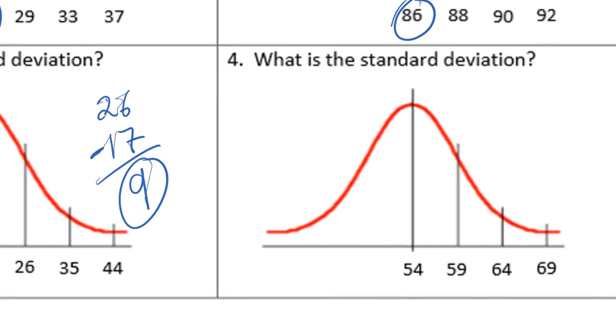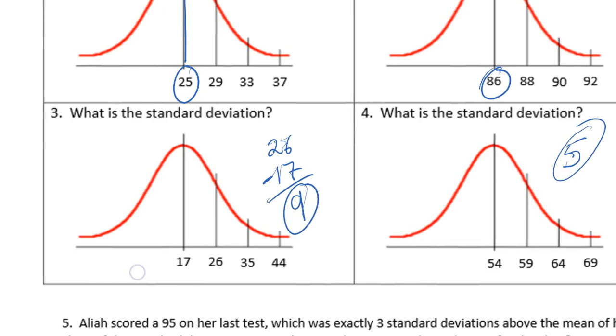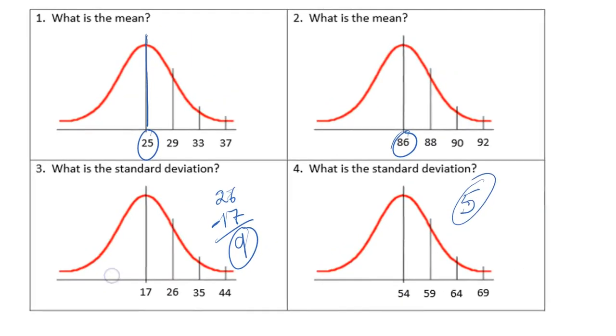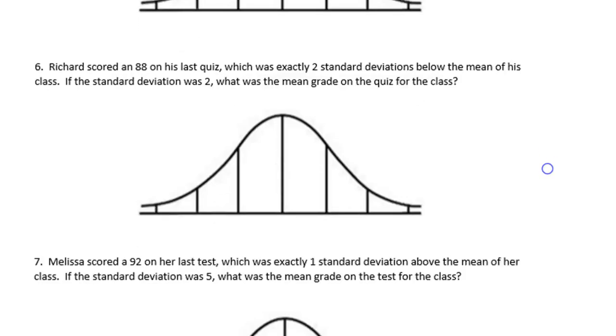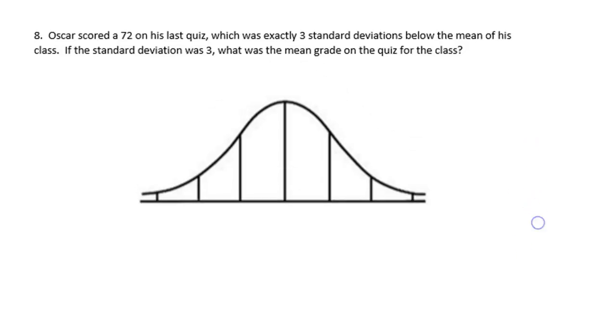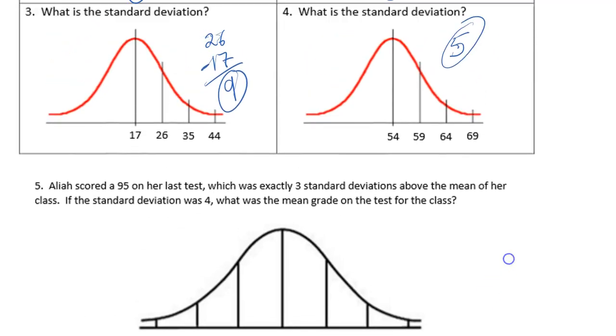For this one, following the same pattern, I could do 69 minus 64, or 64 minus 59, or 59 minus 54. Either way, you should find 5 is your answer. So, really similar, just a visual versus the description given. Alright, what I want you to do right now is, these are similar to what we did last week. Let's go ahead and finish those 4 up right now.